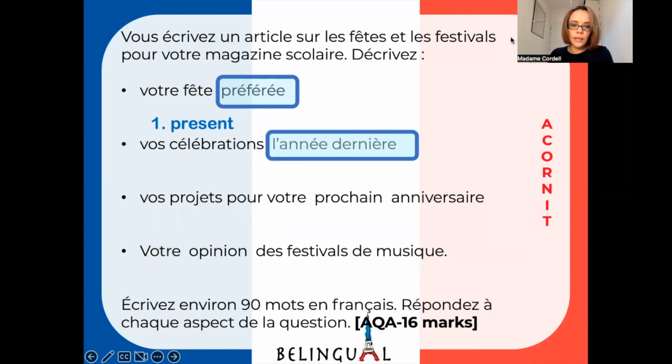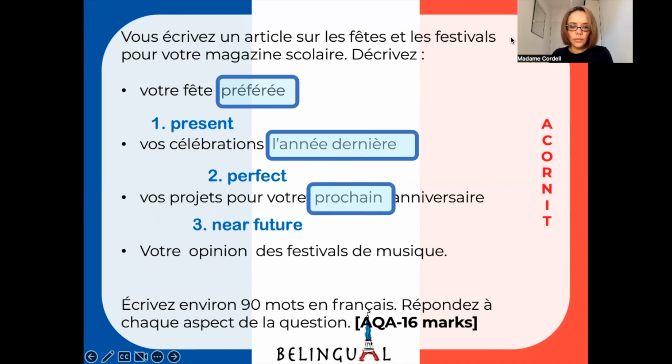For the second bullet point, we have l'année dernière. L'année dernière means last year, and this means that you need to start your second paragraph with the perfect tense, okay? Next bullet point, the keyword is prochain. Prochain means next, your next birthday. So this one invites you to use the near future. It's something that's going to be happening soon that is dated.